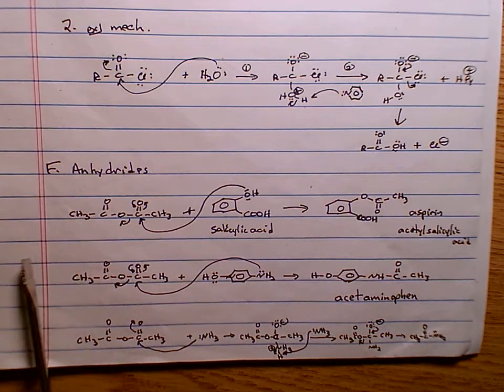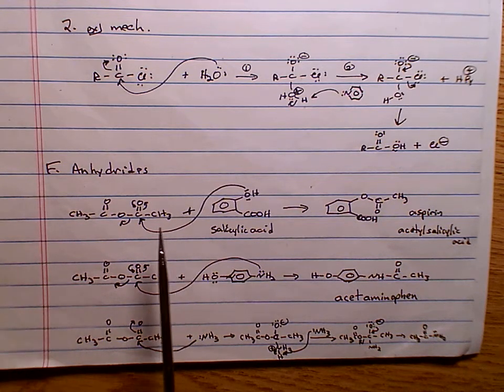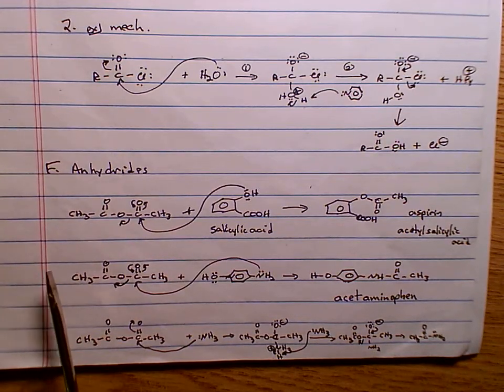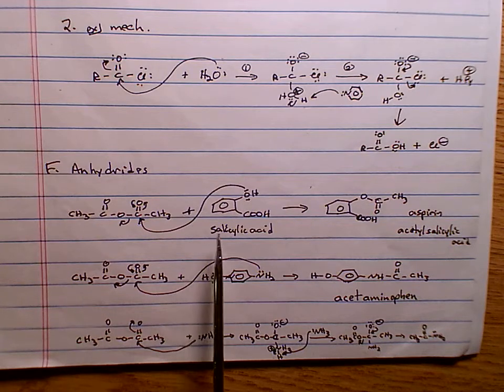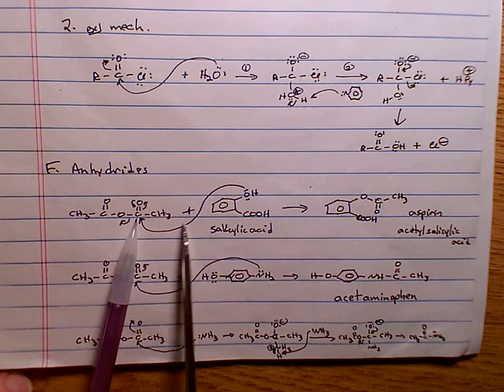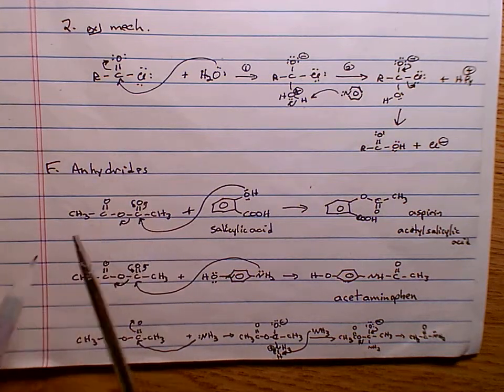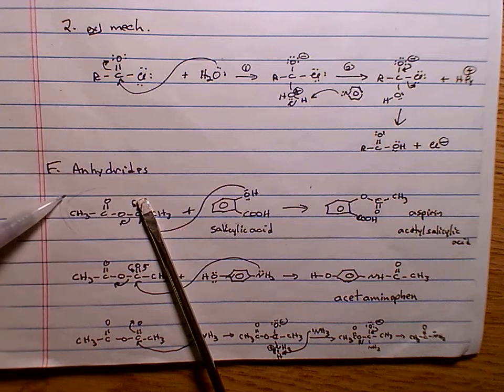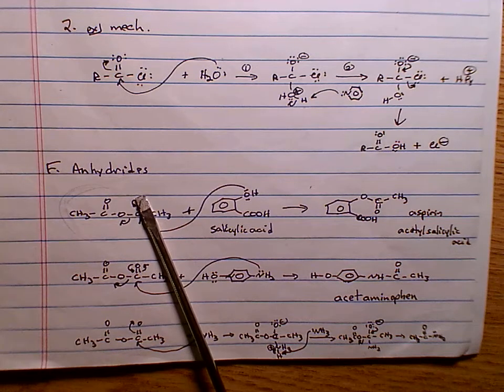If we have acetic anhydride, the thing to remember is that one of the carbonyls is going to get attacked, and the other is part of the leaving group. So in this reaction, if this is the carbon that gets attacked here, then this whole thing is the leaving group. This whole piece right here is the leaving group, this carboxylate.